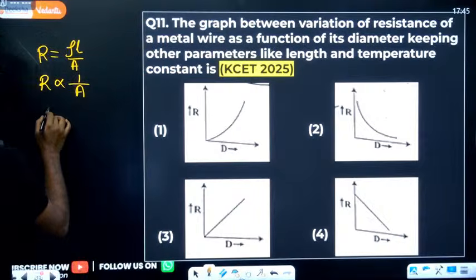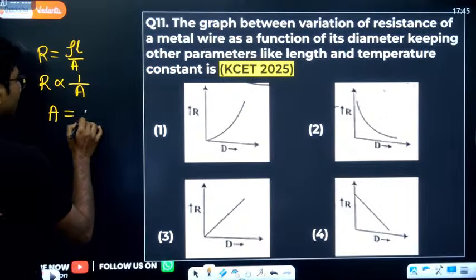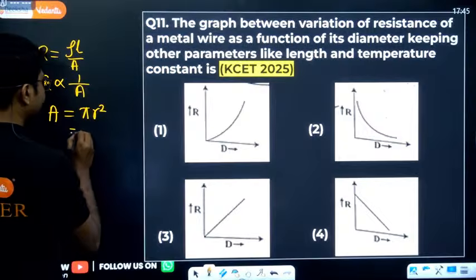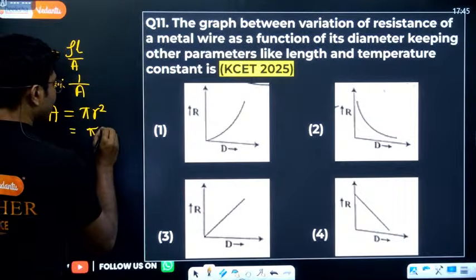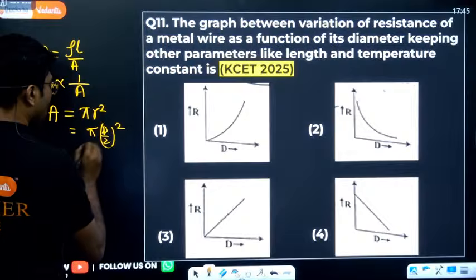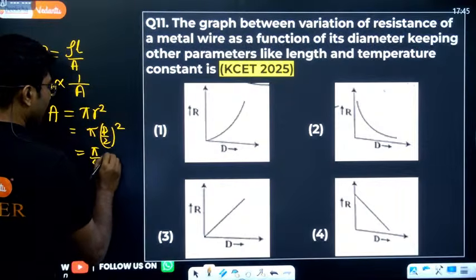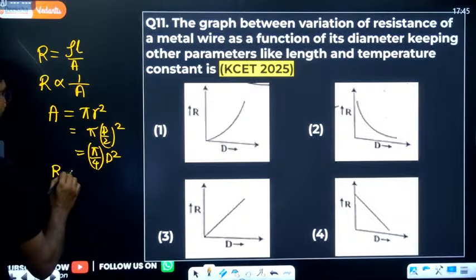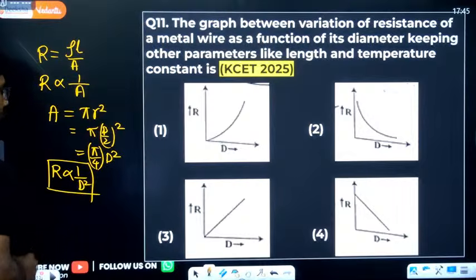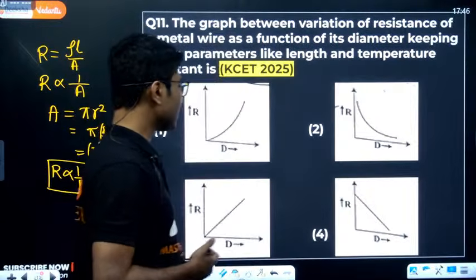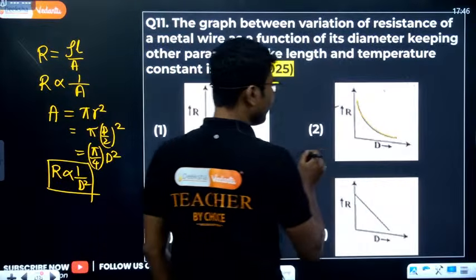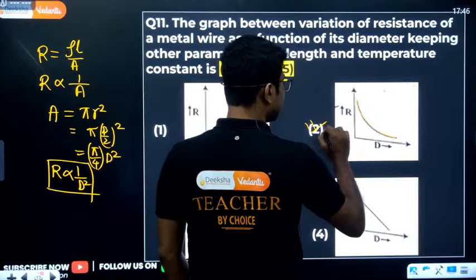Now, we know that area of a circular cross-section is given by pi r square, where r is the radius. If you replace it with the diameter, you get pi d by 2 whole square or pi by 4 d square. Now, this is also a constant. That means we can write resistance is inversely proportional to square of the diameter. So, inverse proportionality graph is only one of them, and that is this one. This is the inverse proportionality graph. So, that means the correct answer is option 2.